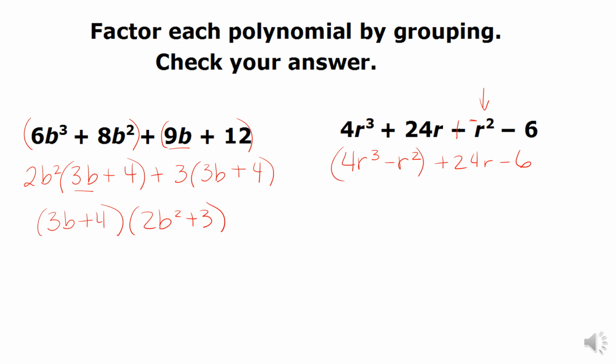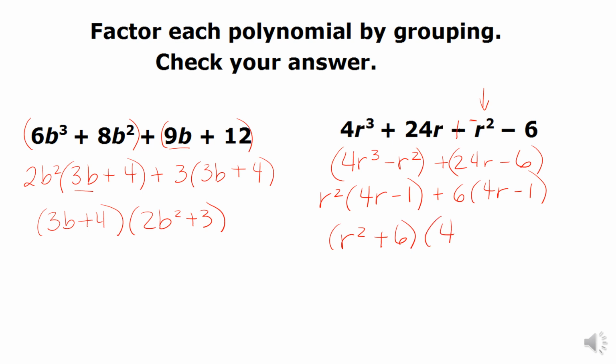Now I'm going to put my grouping symbols on and factor out an r squared. I get 4r minus 1, plus factor out a 6, and I get 4r minus 1. So I regroup. Again, it doesn't matter which parentheses goes first, as long as they're both there. So there we go. Okay?